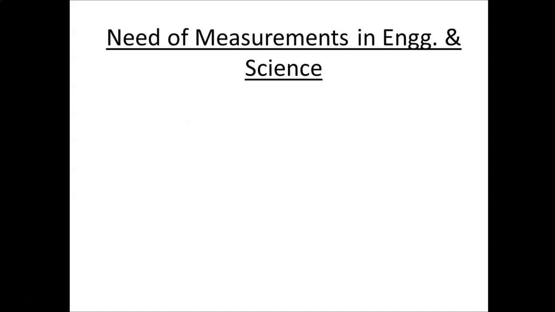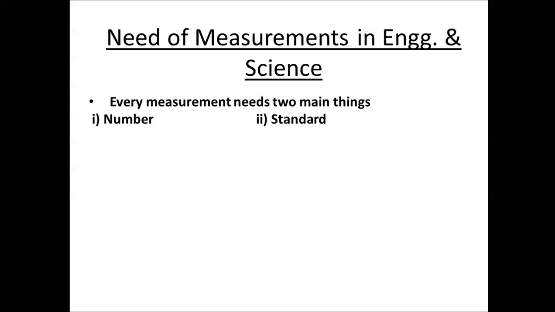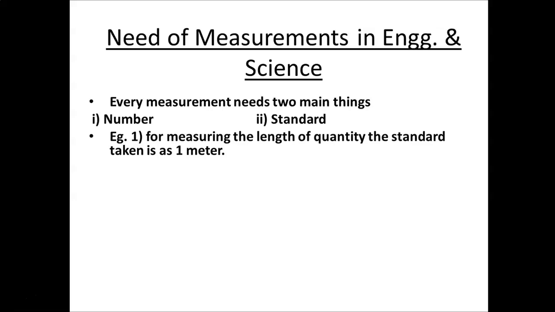Next, the need of measurement. Every measurement needs two main things. Which are these two? Number and standard. How is it important? We'll see. First, number. For example, for measuring the length of a quantity, the standard taken is 1 meter, as I already explained with the pen. So the standard is 1 meter.